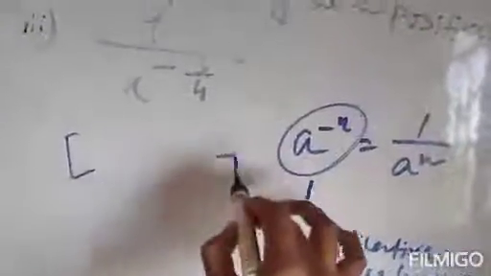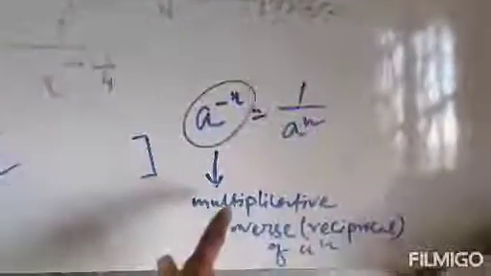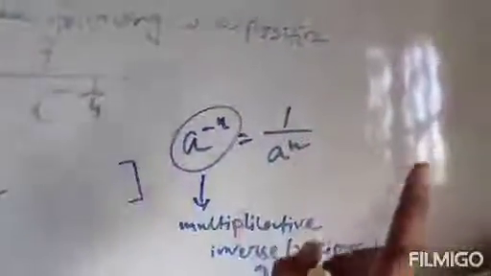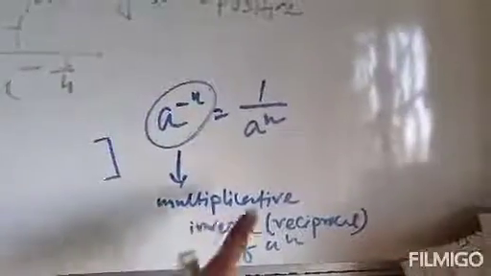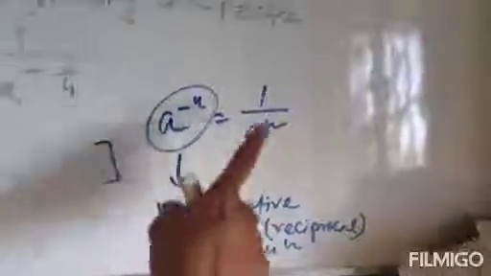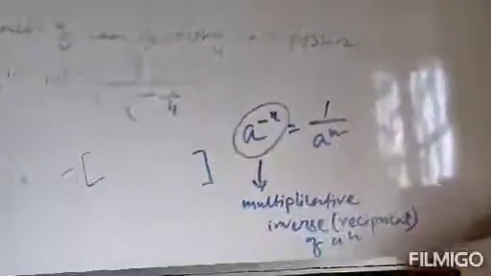So you will write over here: a is any non-zero integer, n is any positive integer, so a to the power minus n will be 1 by a to the power n. Clear? Here a to the power minus n is called the multiplicative inverse or reciprocal of a to the power n. So using this formula we can easily solve this question.